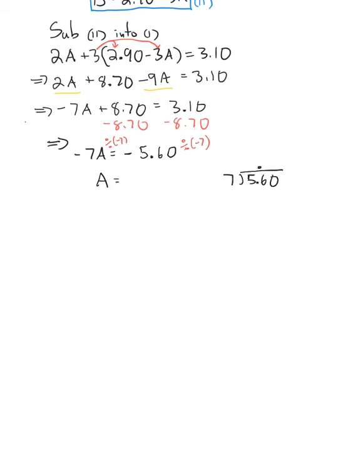So 7 goes into 5 0 times with a remainder of 5. So I'll put the 5 over here. 7 goes into 56 8 times with a remainder of 0. So our answer is just 0.8 or 80 cents. So a is going to be, I would usually write 0.8, but since we're dealing with money and money goes to cents, I'm going to include the 0 there in the hundredths place. So we know a is 80 cents. So an apple costs 80 cents.